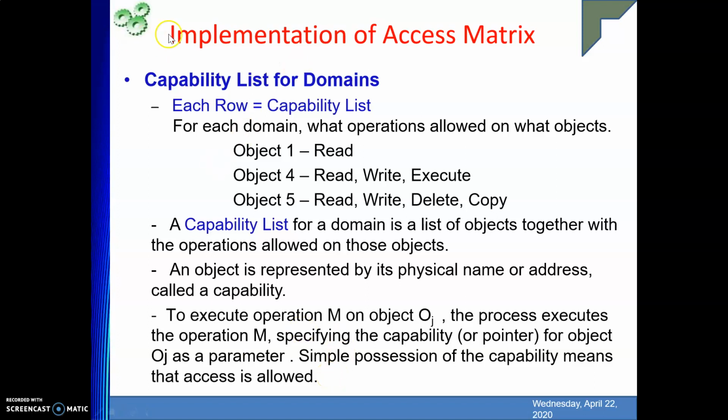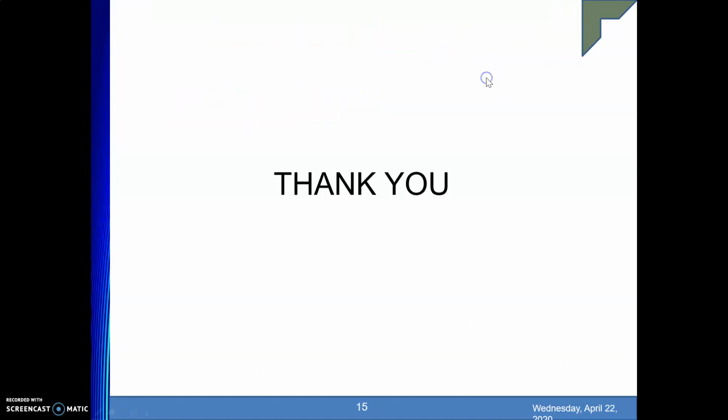So we have seen the implementation of the access matrix. The first one is the global table, that means all three things are there. Then next is column-wise, that is the access list. And next is row-wise, that is the capability list. And this implementation of the access matrix is very, very important. Please see this. Hope you have understood.